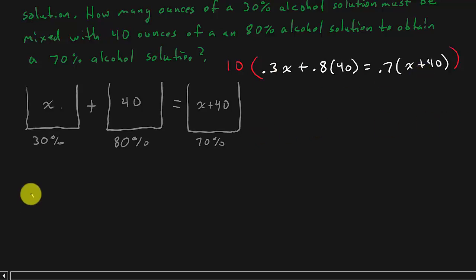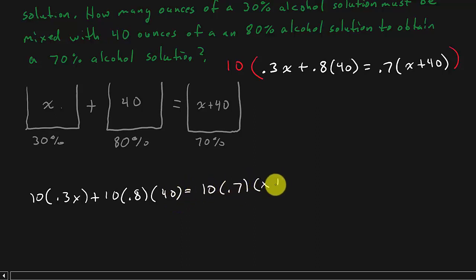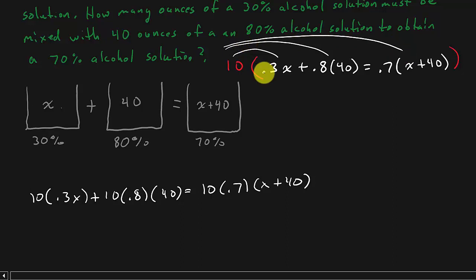Now, if you need to write it all out, 10 times 0.3x plus 10 times 0.8 times 40 equals 10 times 0.7 times x plus 40. That's fine. Go ahead and do that. But let's just do this. When I distribute that 10, all it's going to do is move the decimal 1 place to the right. So that's going to give me 3x plus 8 times 40 equals 7 times x plus 40.